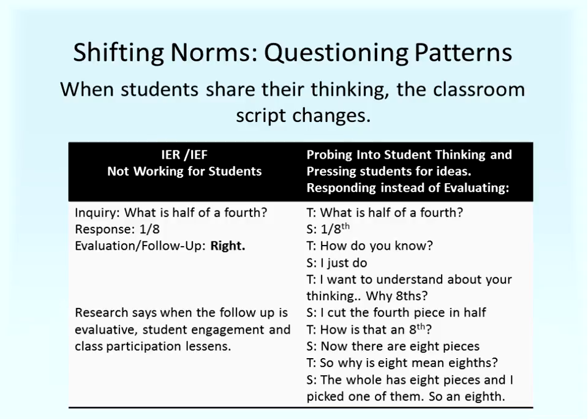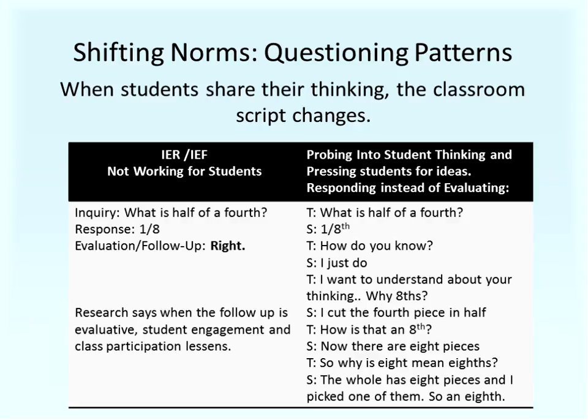This isn't in every classroom, but what emerges is a pattern called IRE: inquiry, response, and evaluation. So I ask my students, let's talk of a fourth. I hear somebody say an eighth. I say right. And then we move on to the next topic.